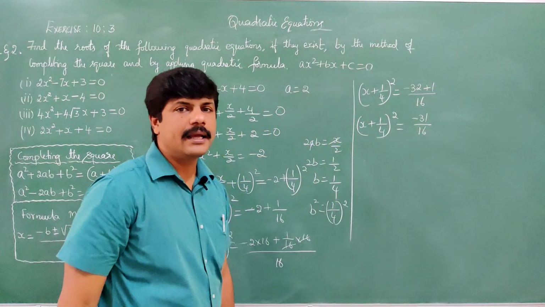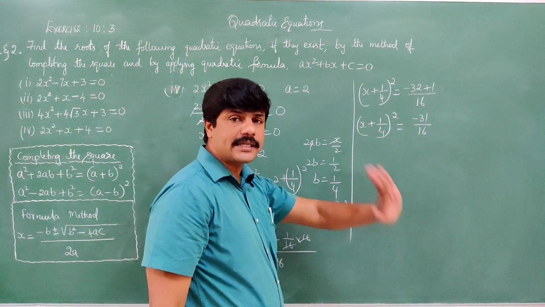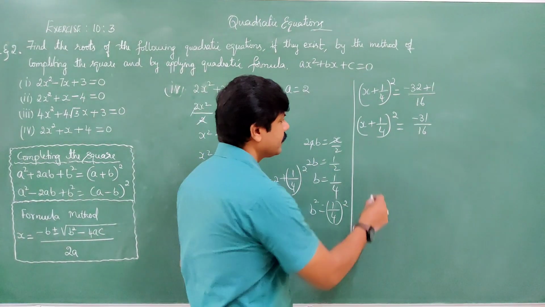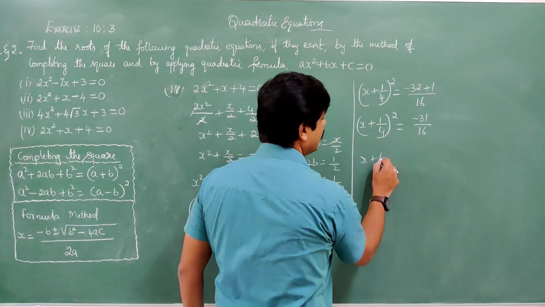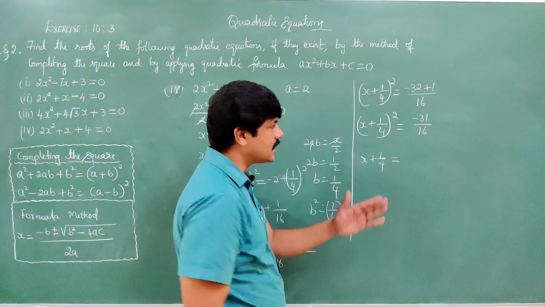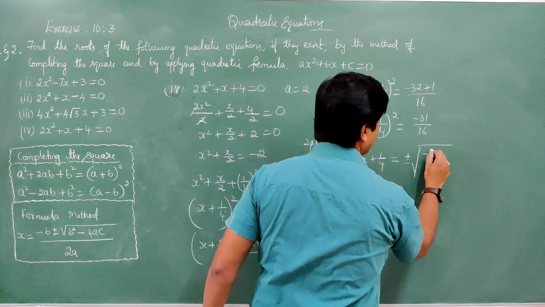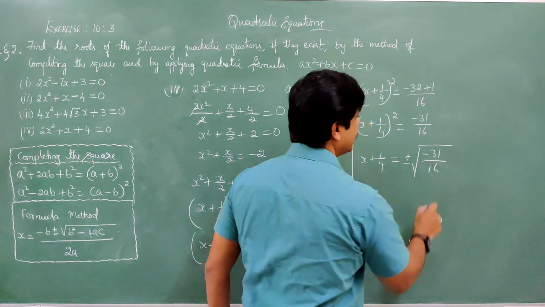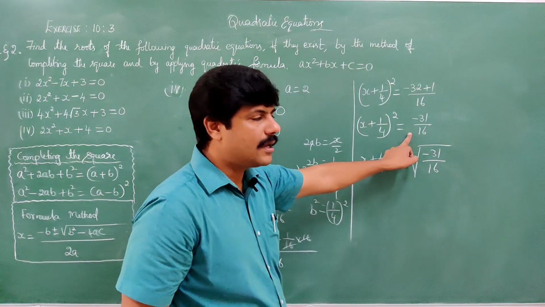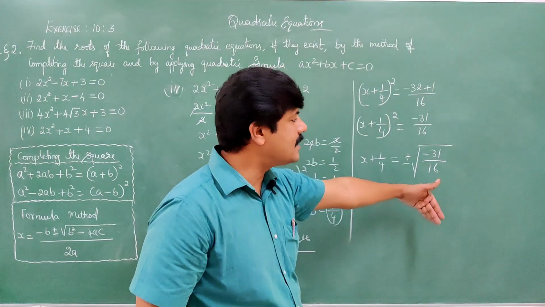Now apply the square root on both sides. When you apply the square root on both sides, the square and square root of x plus 1 by 4 get cancelled, giving plus or minus the square root of minus 31 by 16, because here the value is negative. Whenever a minus comes inside the root, then it is imaginary.